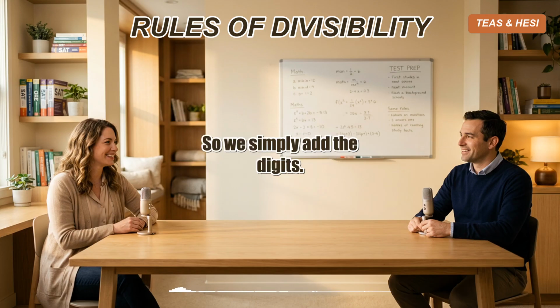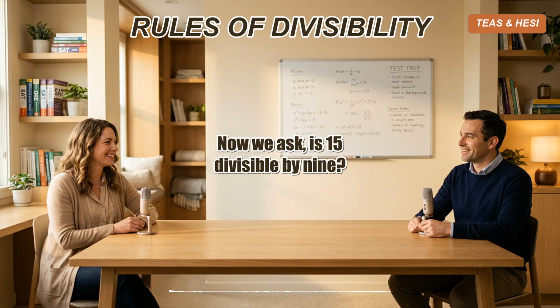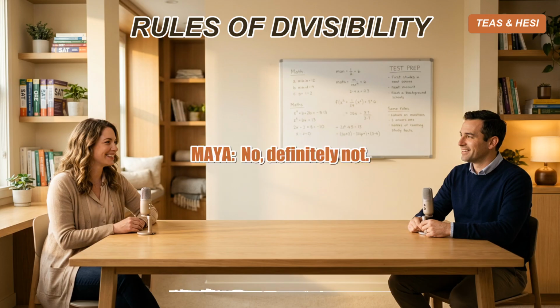Perfect. So we simply add the digits. 4 plus 7 plus 3 plus 1, which equals 15. Right. Now we ask, is 15 divisible by 9? No, definitely not.